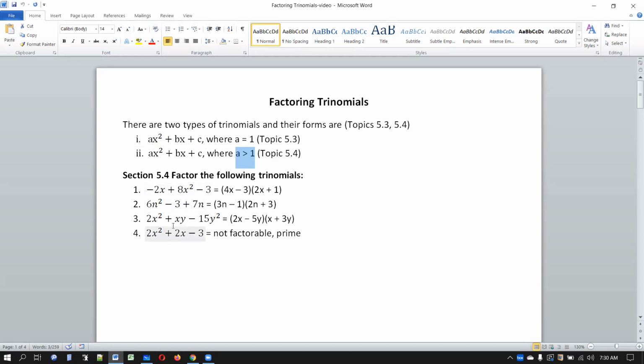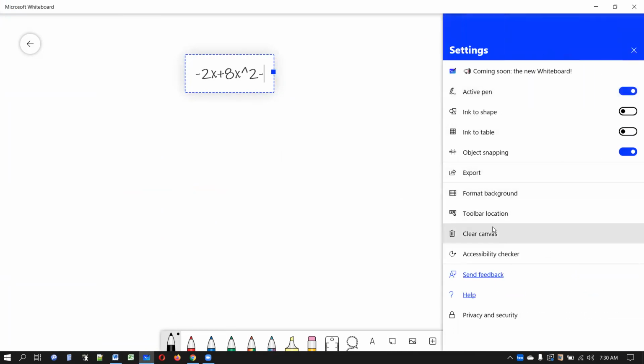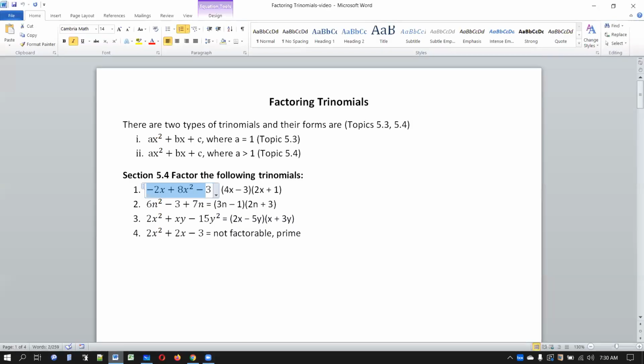So we're going to go over these examples here. I'm going to solve each one of them. The answers are already here, but you'll see exactly how to do each problem. So let me just copy this problem first. We'll go here to whiteboard. Okay, so that didn't copy very well. So maybe I can just copy it directly. So minus 2x plus 8x squared minus 3.